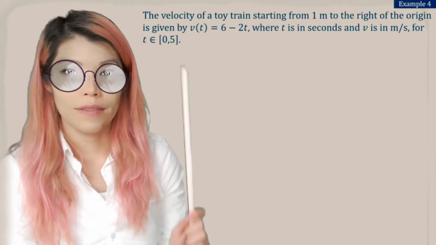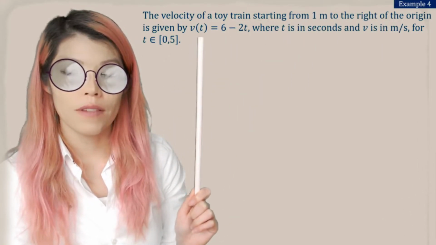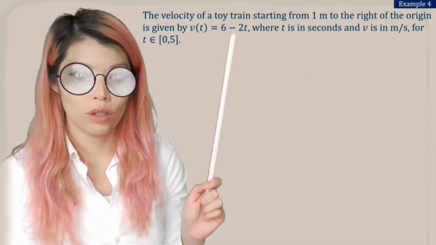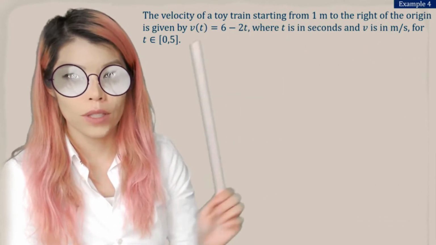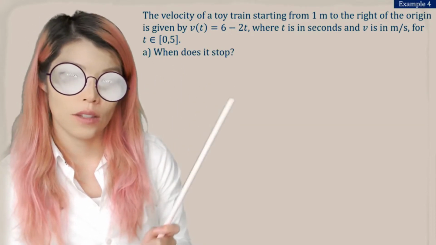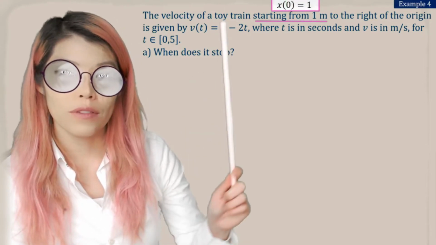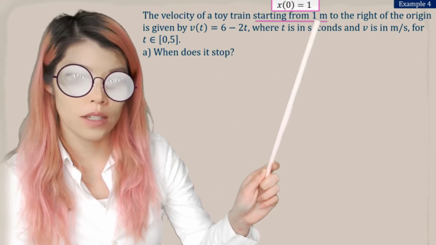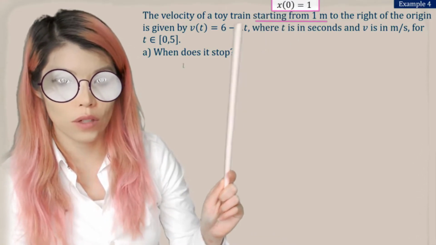Example 4. The velocity of a toy train starting from 1 meter to the right of the origin is given by v of t equals 6 minus 2t, where t is in seconds and v is in meters per second, for t between 0 and 5. When does it stop? So stop means the velocity is 0. Now we have a bit of information here. It starts at 1 meter to the right. So in other words, x is 1 at time equals 0.